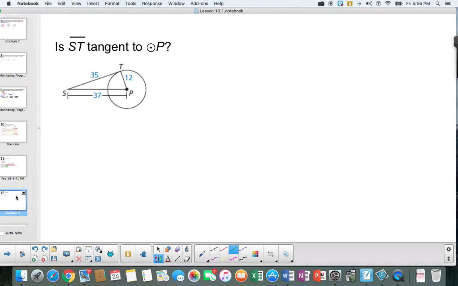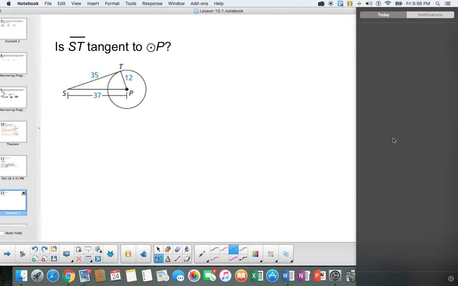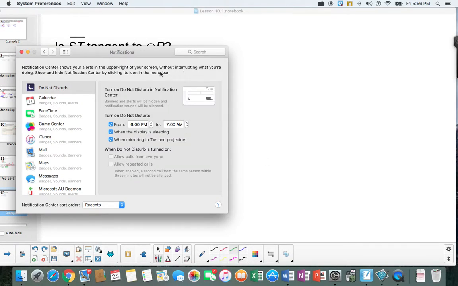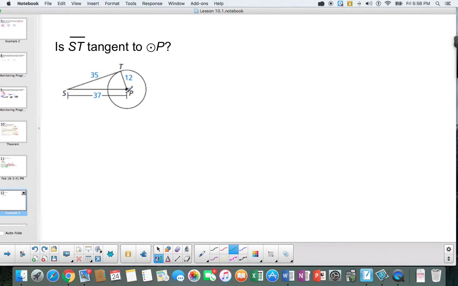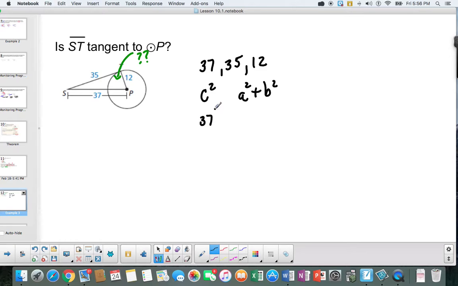All right, let's take a look at this situation and decide whether this is a tangent. What I'm wondering is, is this right here a right angle? Because if it's a right angle, then I can say it's a tangent. So let's take a look at the three numbers, 37, 35, and 12, and decide if these three numbers make a right triangle. We're going to use this relationship that we've seen before. I want to make sure that the 37 is in the C spot, and it doesn't really matter about the other two.